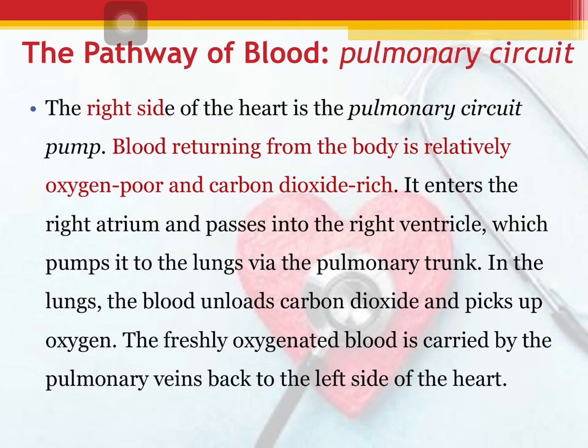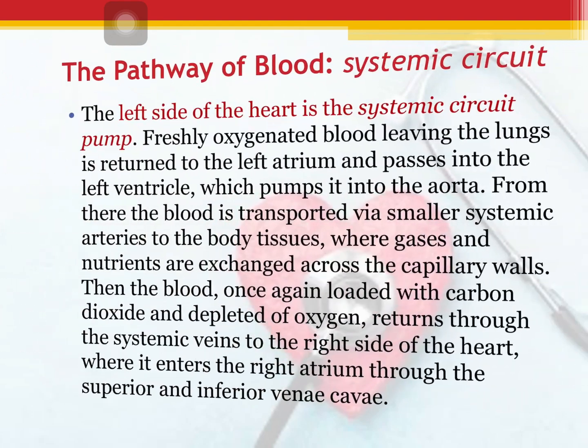The right side of the heart is the pulmonary circuit pump. The blood returning from the body is relatively oxygen poor and carbon dioxide rich, sometimes termed deoxygenated blood. It enters the right atrium and passes into the right ventricle, which pumps it to the lungs via the pulmonary trunk. In the lungs, the blood unloads the carbon dioxide that is exhaled by the body and picks up oxygen, which is inhaled from the outside environment. The freshly oxygenated blood is carried by the pulmonary veins back to the left side of the heart.